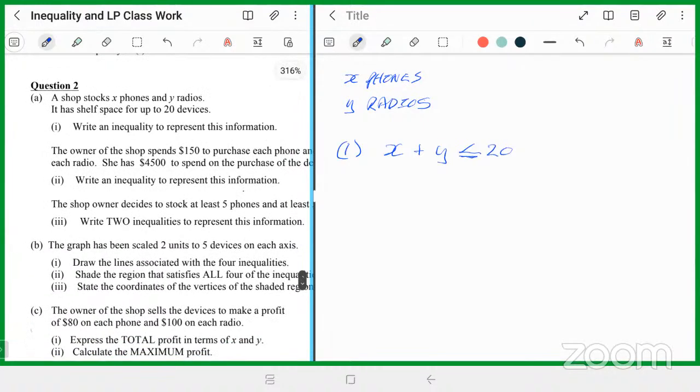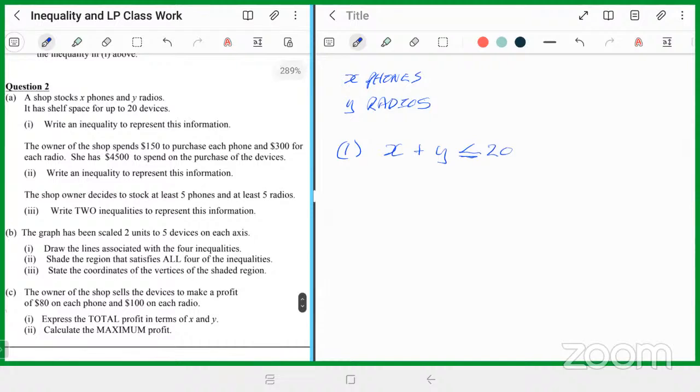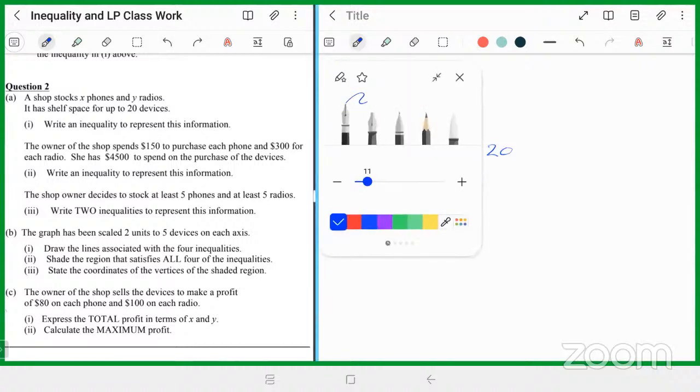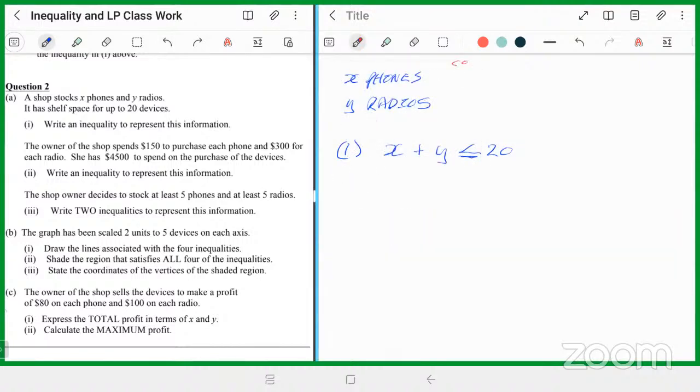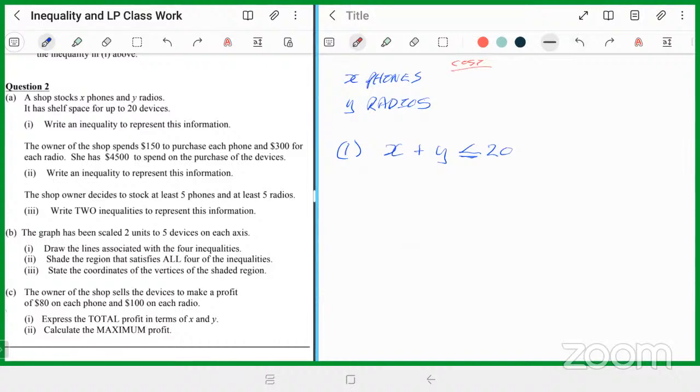Then here now, they start to talk about money. And these questions will always bring some money thing into play, for the most part. It says the owner of the shop spends $150 for each phone. Let's put it up here like a cost profile. This is the cost we're going to talk about now. He's paying $150 for each phone, meaning for one phone. And he's paying $200 for each radio.